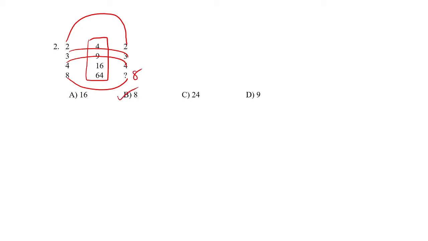Otherwise, see here 4 by 2 division. 4 by 2 equals 2. Then 9 by 3 equals 3. Coming to the third row, 16 by 4 equals 4. Then 64 by 8 equals 8. We can think like that also. The answer is the same, that is 8.